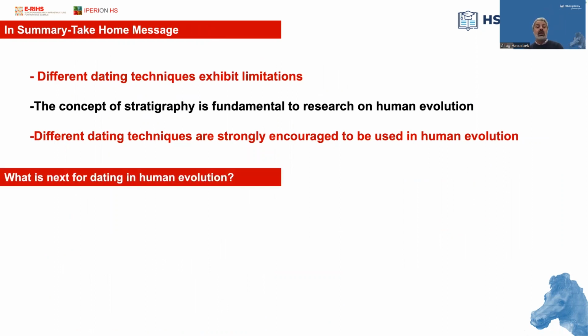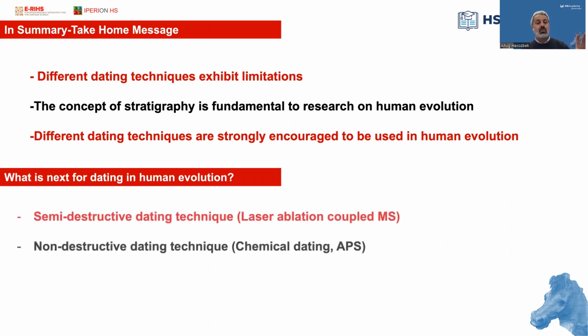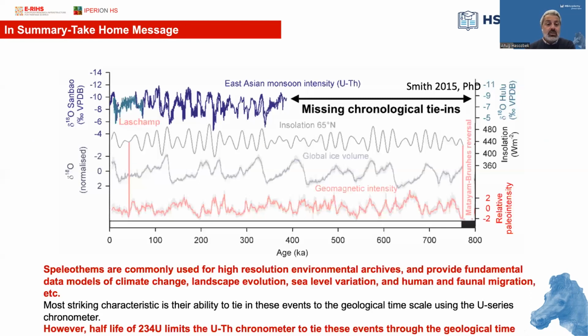in human evolution. But just to, I know I don't have enough time, but just to cover what is next for that, I think this might be of interest, because there are some options: semi-destructive dating techniques, for example, by using laser ablation coupled mass spectrometry, as well as a non-destructive dating technique, which is called chemical dating, by using some advanced photon sources. I'm just going to quickly talk about this.